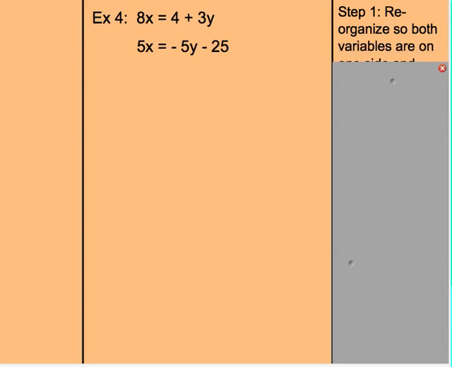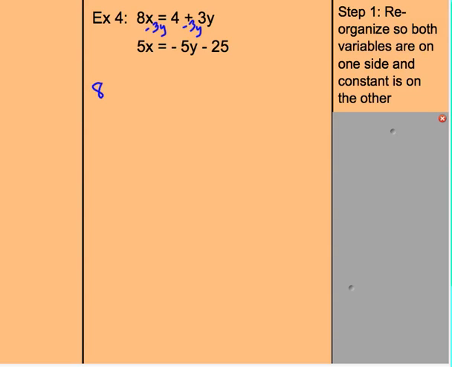Again, we need to rearrange our equations so both variables are on one side and our constant is on the other. So in this case, both of my variables need to be rearranged. My first equation, I'm going to subtract 3y from both sides. So we have 8x minus 3y equals 4. And my second equation, I'm going to add 5y to both sides. So we have 5x plus 5y equals negative 25.